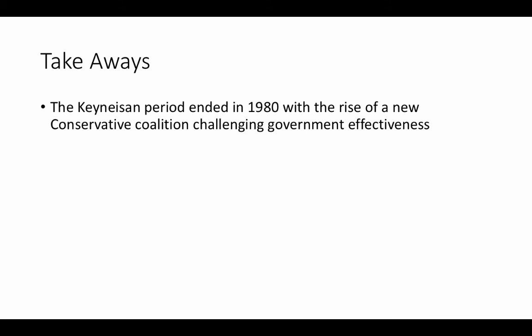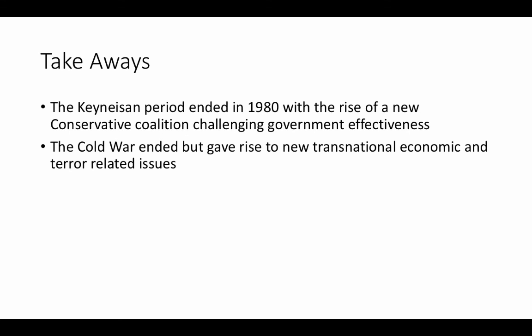So, what are the takeaways that we can use with the students as we go through this last unit? One thing is to talk about how the Keynesian period ended in 1980 with the rise of a new conservative coalition which challenged government effectiveness. This included everybody from Milton Friedman and the Hayek group to religious conservatives to just general business conservatives. The Cold War ended, but gave rise to a new transnational economic and terror-related issues.